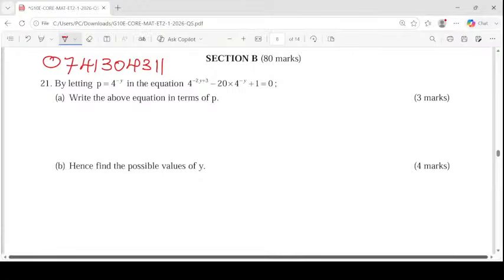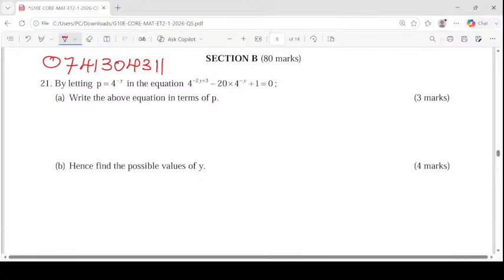Question number 21. By letting p is equals to 4 power negative y in the equation 4 power negative 2y plus 3 minus 20 times 4 power negative y plus 1 is equals to 0, write the above equation in terms of p.